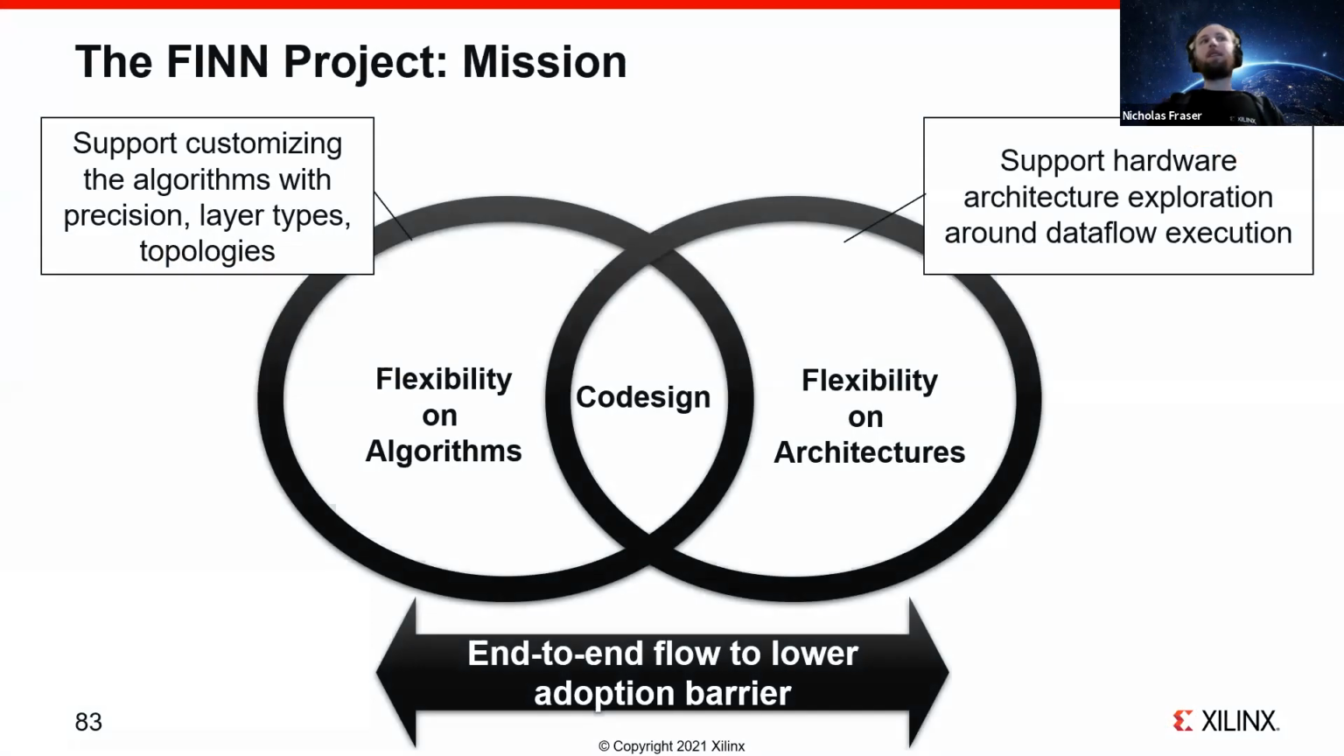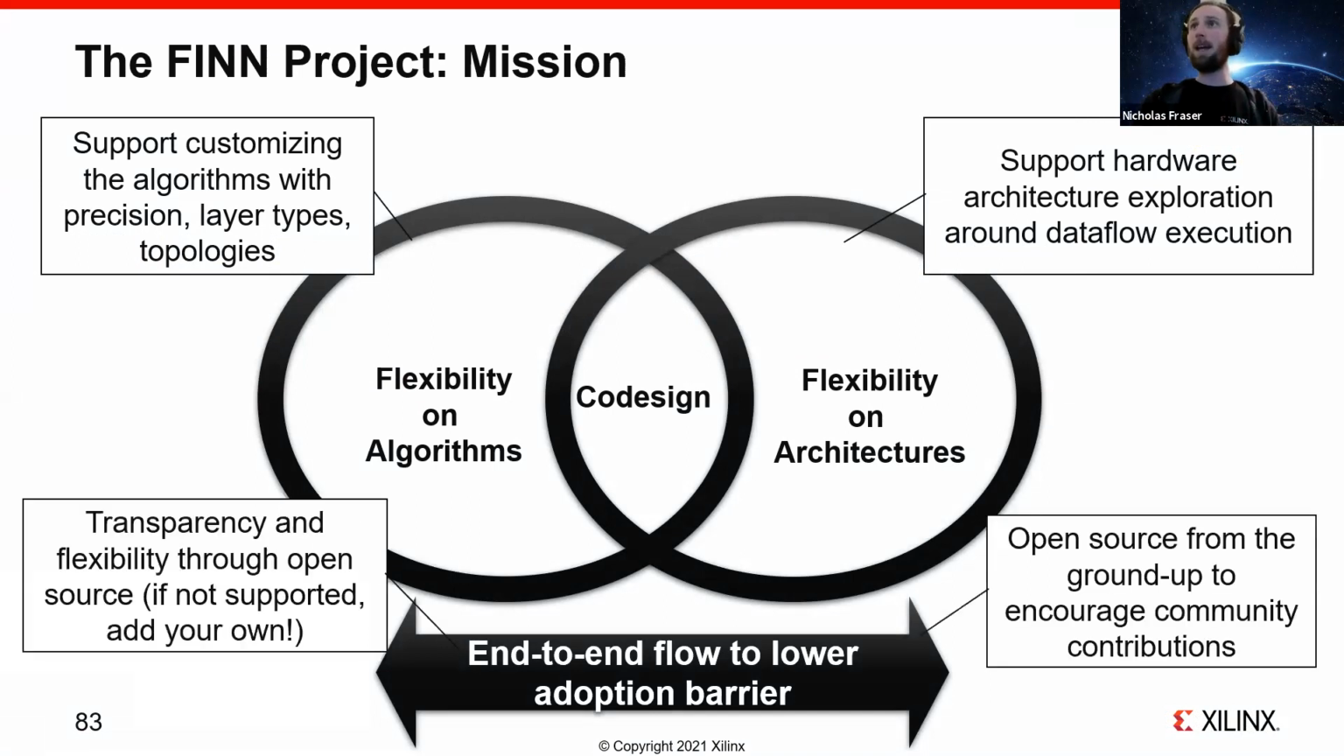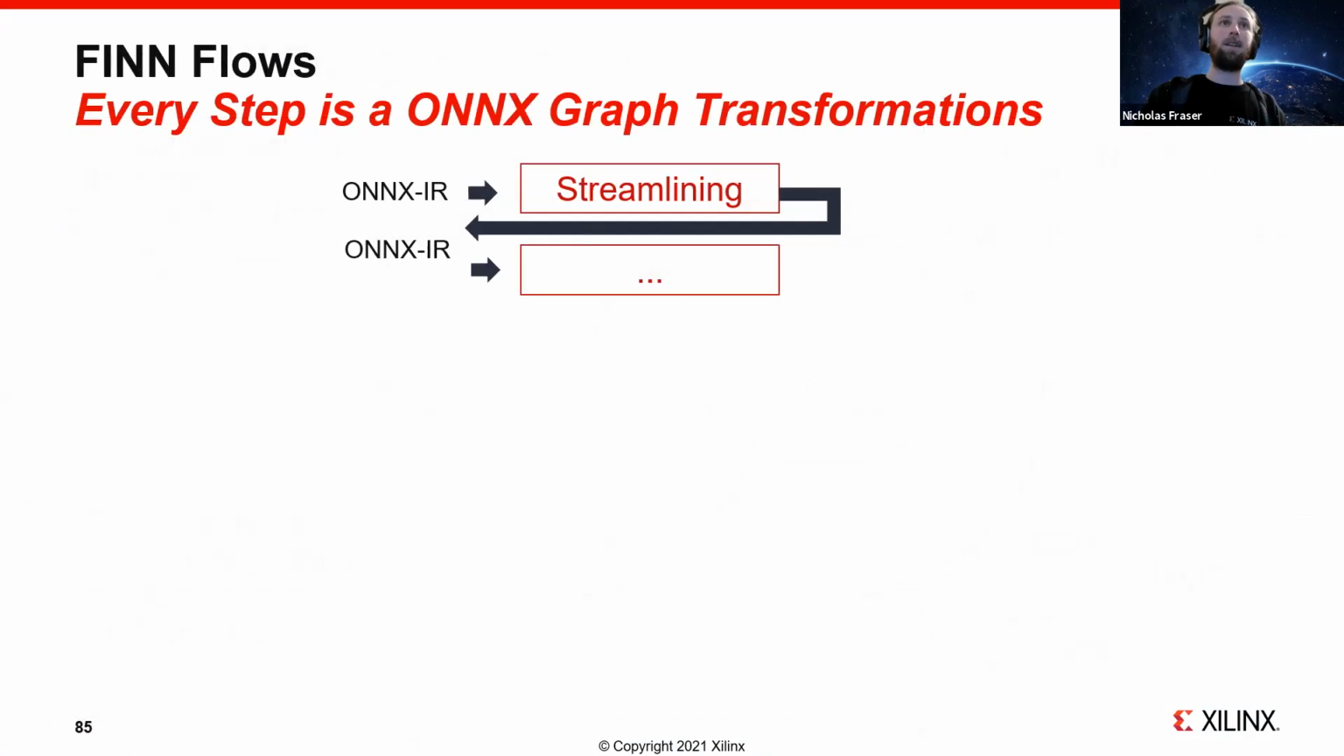So again, FINN mission, okay: lowering this end-to-end barrier, allowing you to specify different algorithms and different, custom quantizations using Brevitas, and flexibility on what architectures you generate, right? So controlling the parallelism of your architecture, allowing you to make, at architecture generation time, those resource cost throughput trade-offs that I was mentioning before. And it's all open source, and that's great.